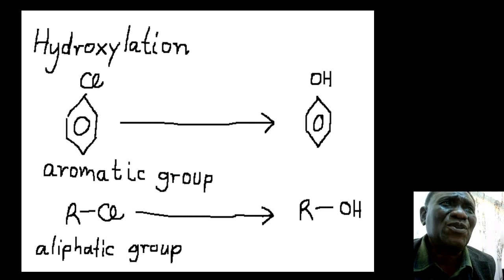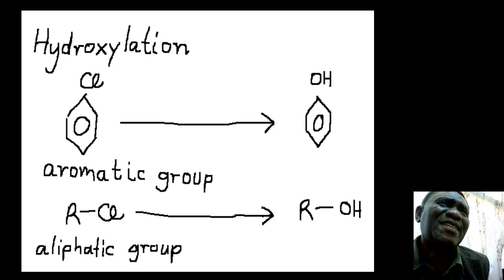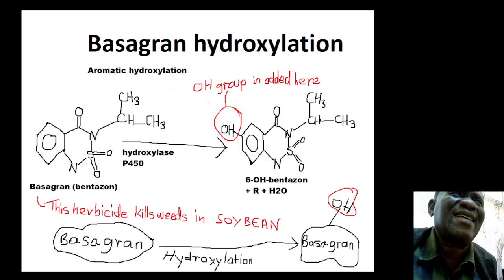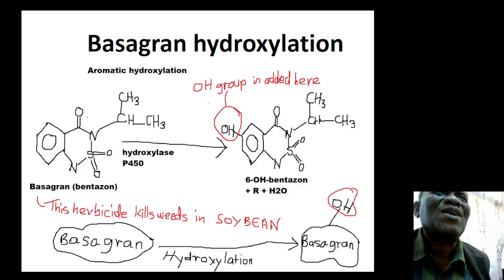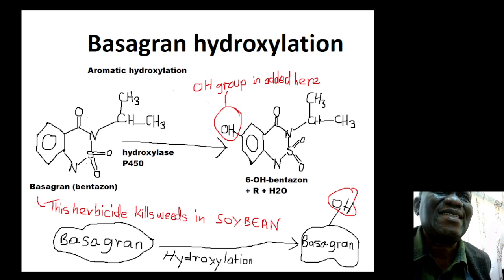Or you can have an aliphatic group, which is represented by the example on the bottom there, where you have a chlorine atom attached to R. R is a complex group of things, and it can be changed to ROH. Once you have an OH added, then the herbicide is no longer a herbicide as we know it. Here again, we are just giving examples, like this can occur in Basagran, where OH can be added to the Basagran molecule. Then it no longer functions like a herbicide. If you focus on the bottom, where we have put an OH to Basagran during hydroxylation, this can take place in soybeans.